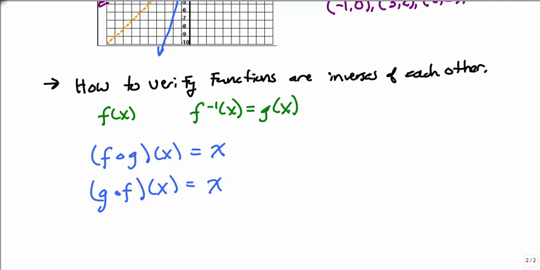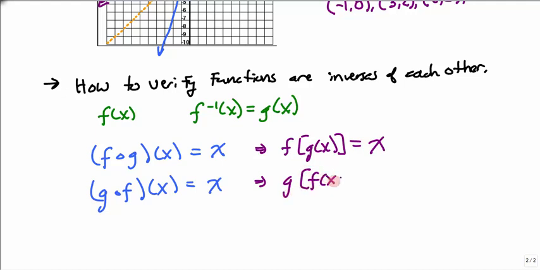Now another way to think about composite, of course, is f of g of x. That means I take g of x and I plug it into f. Or I can check the other way and say, let's take f of x and plug it into g, and if I get x back out, that tells me that the function and the inverse that's listed are actually a function and inverse of each other. So we have to be really careful when we're trying to verify this. You have to be careful about how you plug them in.